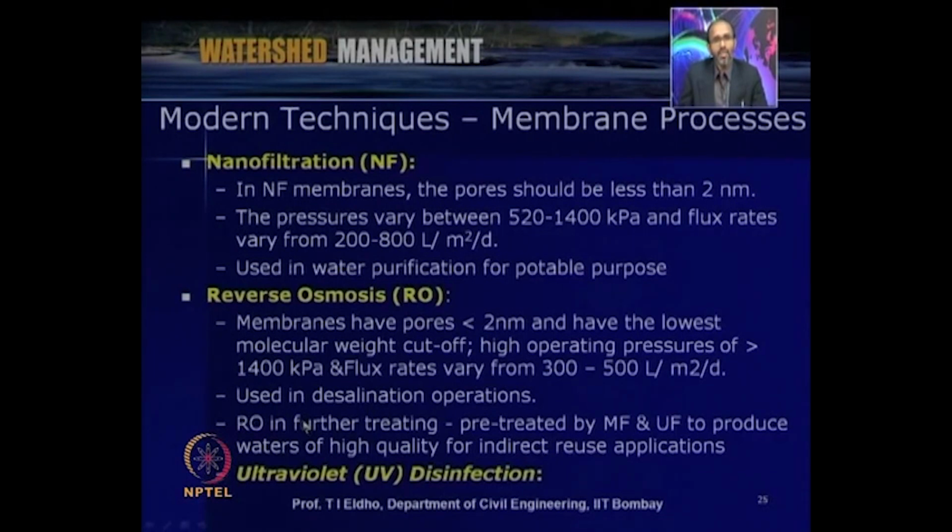And the reverse osmosis is used in further treating water pre-treated from microfiltration or ultrafiltration to produce waters of high quality for indirect reuse applications. So even, for example, if water is not available in a particular area, the water passing through reverse osmosis systems we can directly utilize, or we can use for the recharge of aquifer systems. And then one more modern technique is ultraviolet disinfection, where we can remove all the pathogens, bacteria, viruses, etc. from the recycled water, and then directly use it for the intended use.